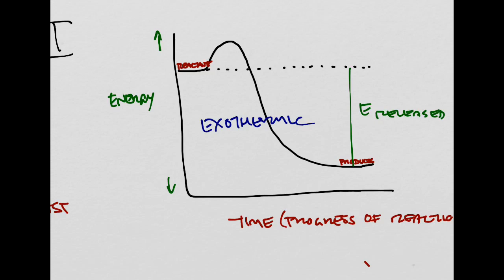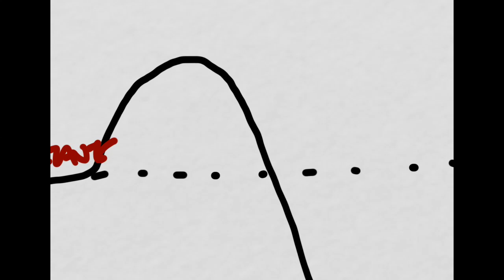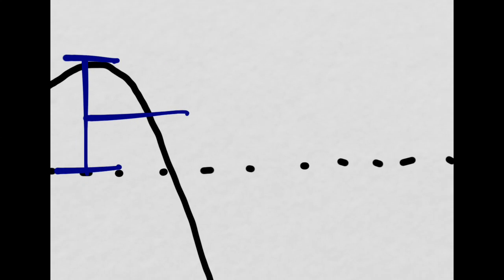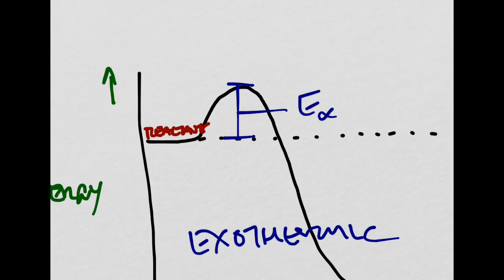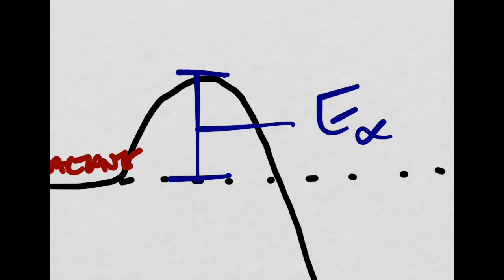Now, what's important here, though, is this little hill up here. This is the activation energy that we have. So I'm going to just bracket this thing in blue. From here to here is our activation energy, and we label that as Ea. Okay, activation energy. And that means that for our reactants to become products, they need to have enough energy so that they can overcome that little hill of energy.